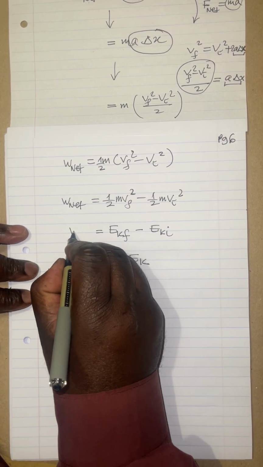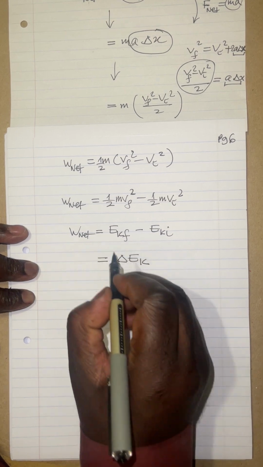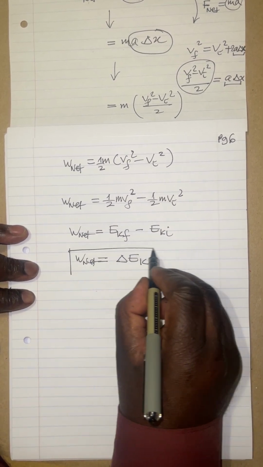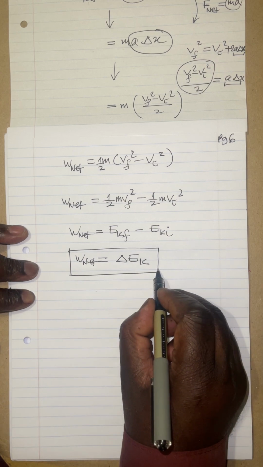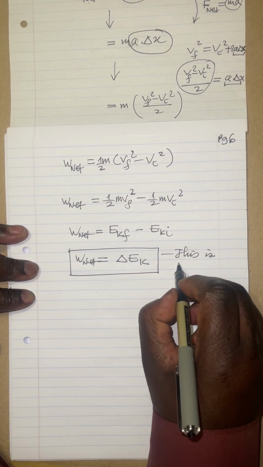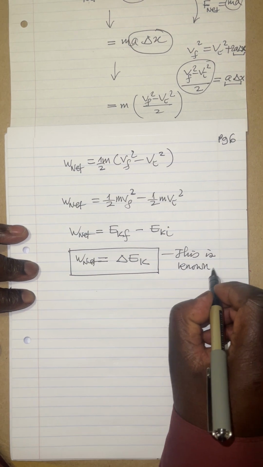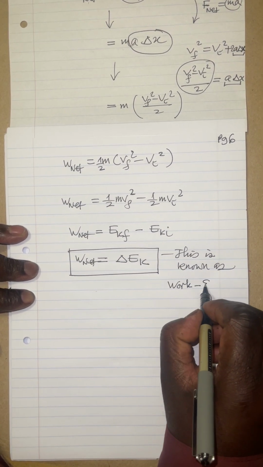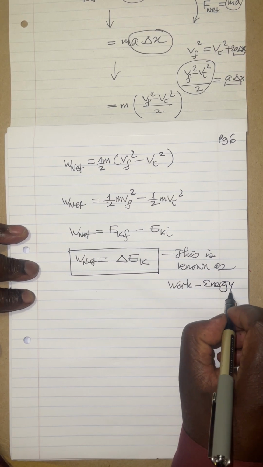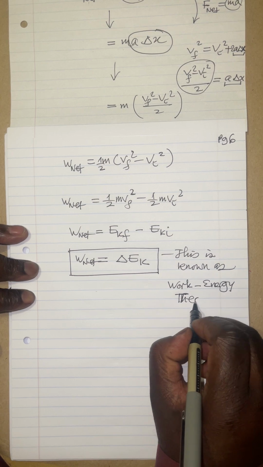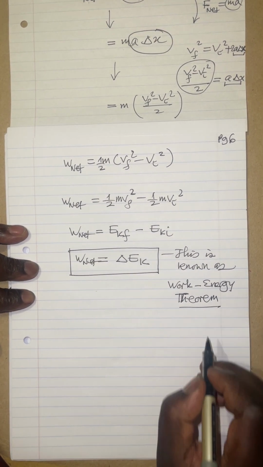So what are we saying? We're saying W net equals delta Ek. This one here is what we call the work energy theorem. So this is known as the work energy theorem. Very critical in problem solving.